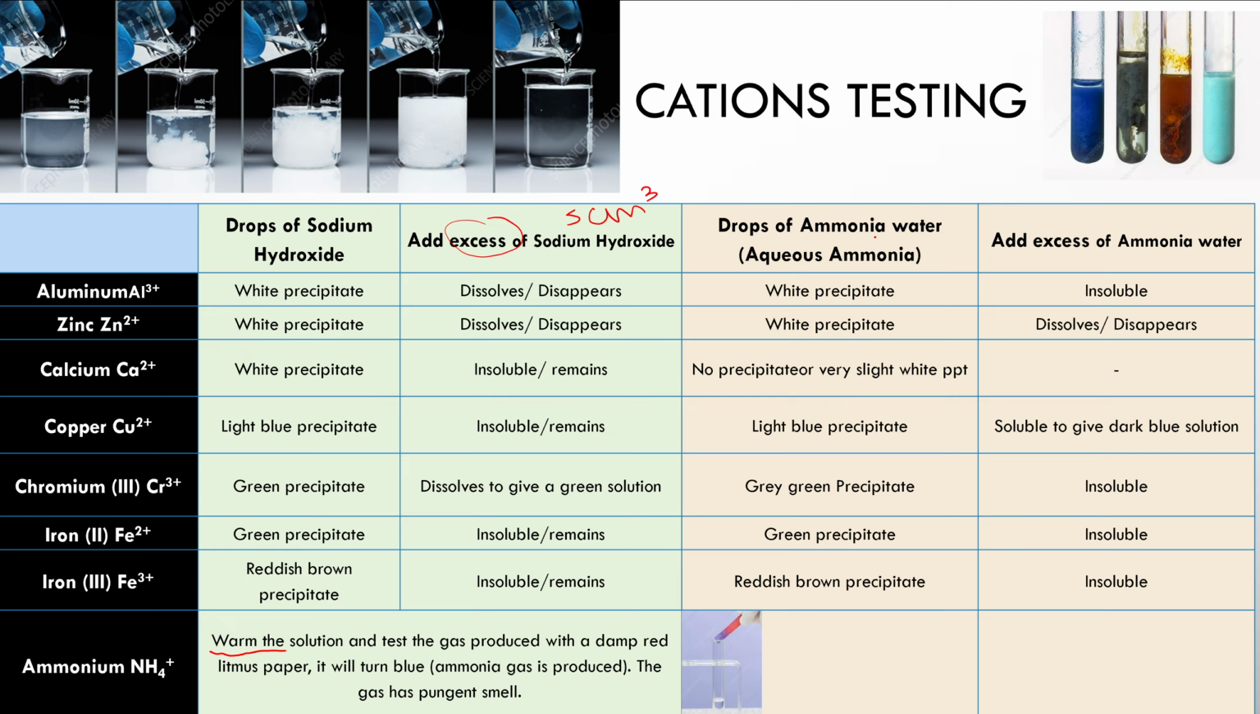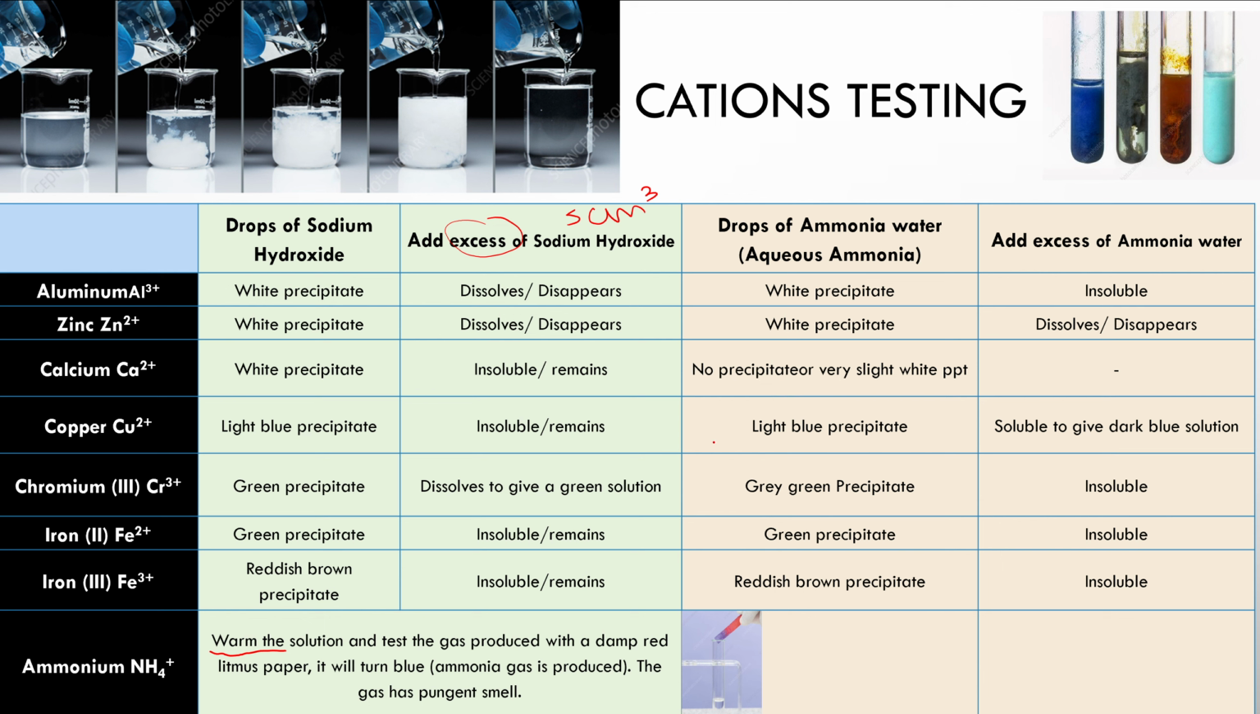Ammonia water comes in very handy when you want to differentiate between aluminum and zinc ions because aluminum ions will give me white precipitate that is insoluble in excess of ammonia water, while zinc gives me white precipitate with the drops of ammonia water, but upon adding excess, it will dissolve. Calcium, it does not give me anything.